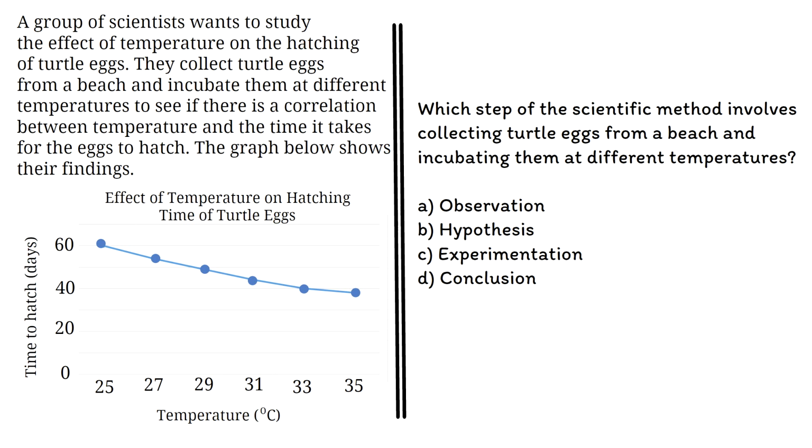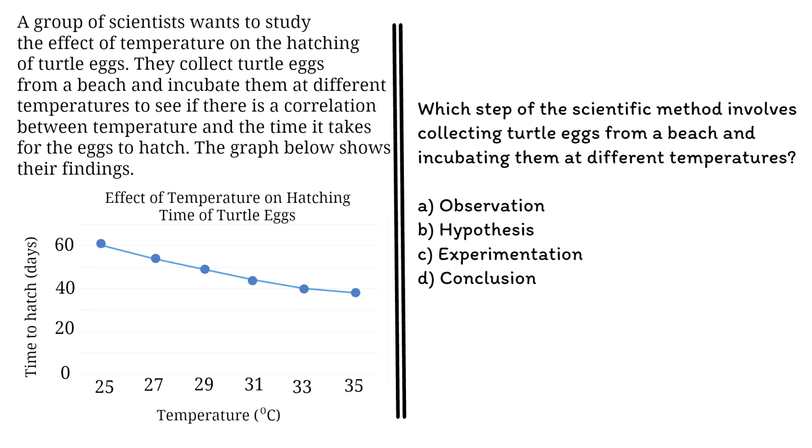Which step of the scientific method involves collecting turtle eggs from a beach and incubating them at different temperatures? A. Observation. B. Hypothesis. C. Experimentation. D. Conclusion. To answer questions like this, you need to be familiar with the scientific method. You can check out a full lesson on the scientific method on ultimateged.com.